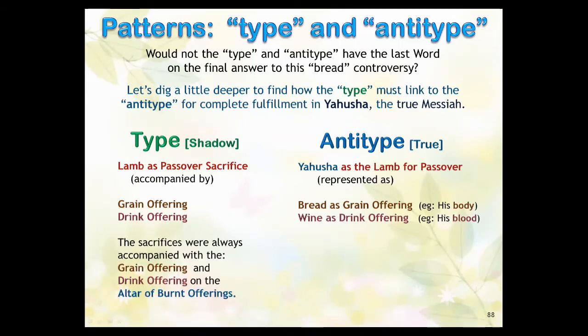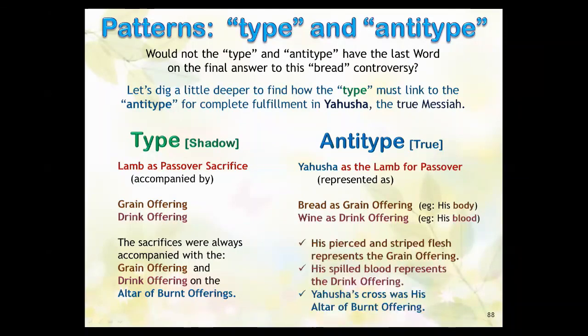Don't forget that the sacrifices were always accompanied with the grain offering and the drink offering, and they were always given on the altar of burnt offerings. Well, let's compare that to the antitype. Yahushua's pierced and striped flesh represents the grain offering. His spilled blood represents the drink offering. And his cross was his altar of burnt offering. So he is fulfilling all of the types.